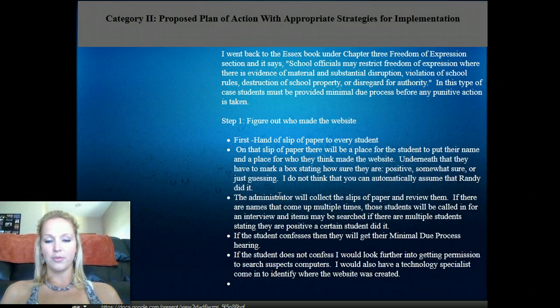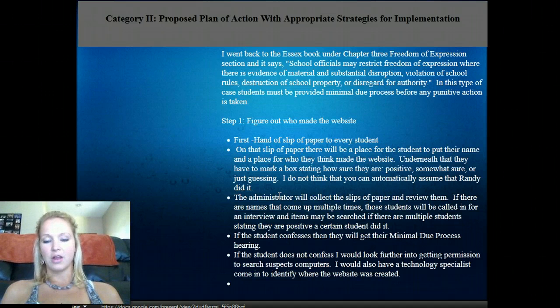Step 1, figure out who made the website. This is where I started to begin my process, and these are the things that I thought we needed to do in order to figure out who made the website. First, I would hand a slip of paper to every student, and on that slip of paper there would be a place for the student to put their name and a place for who they think made the website. Underneath that, they have to mark a box stating how sure they are, whether they're positive, somewhat sure, or just guessing. And that would be based on whether they knew the facts or the evidence.